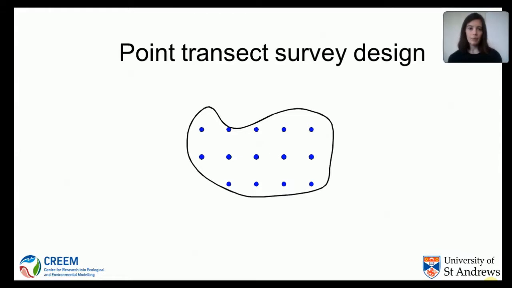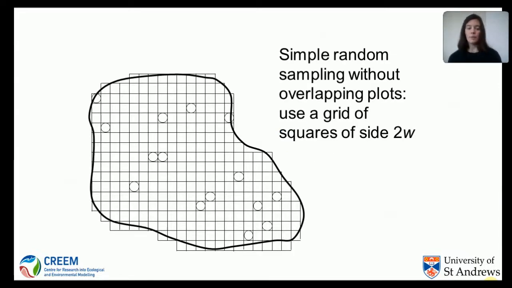So thinking about some point transect survey design ideas, here you can see a study area with a systematic grid of points placed in it. But if we back up a little and consider a simple random design, we could take the following approach. We could create a grid of squares across the whole study area, and if we take W to be the detection radius of a point.